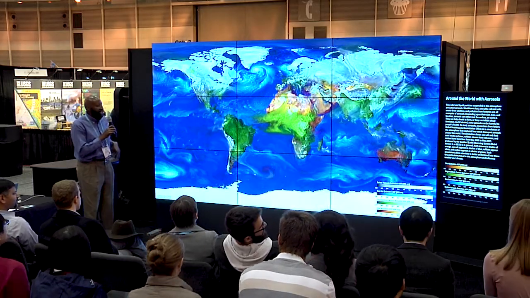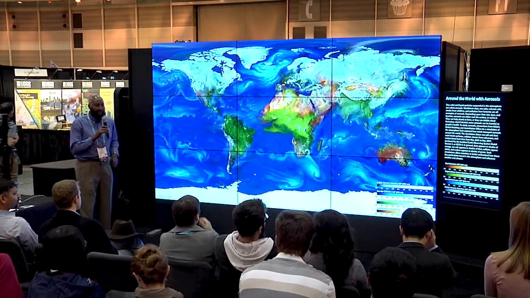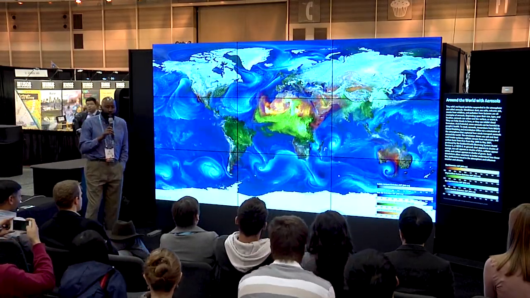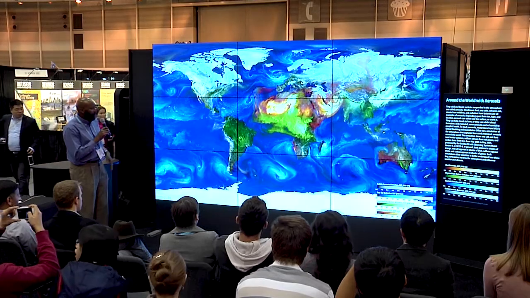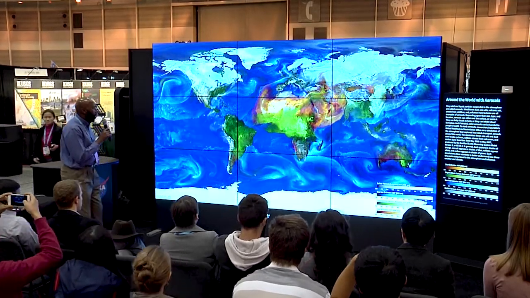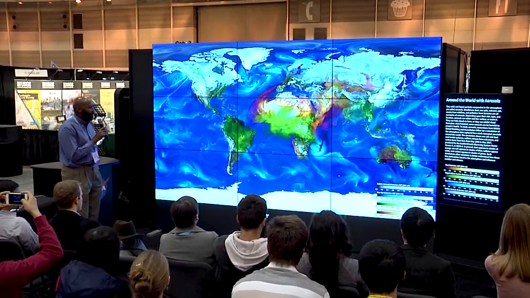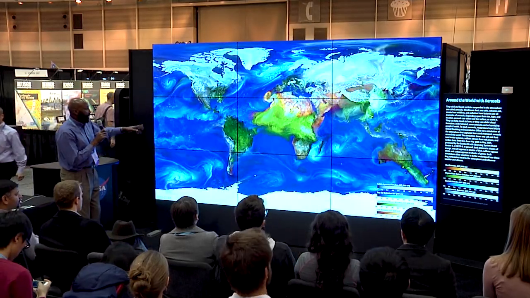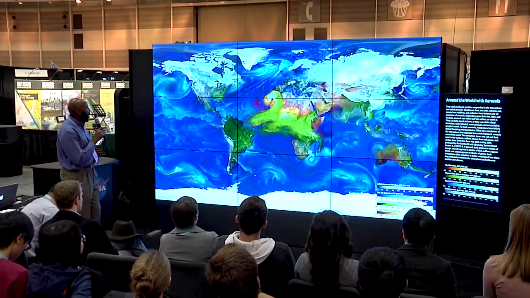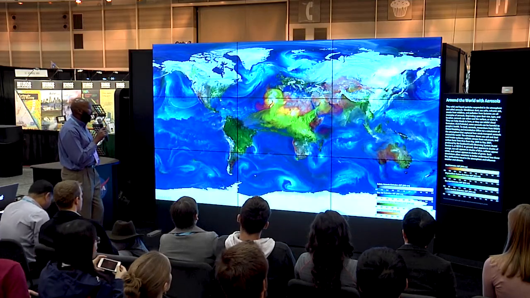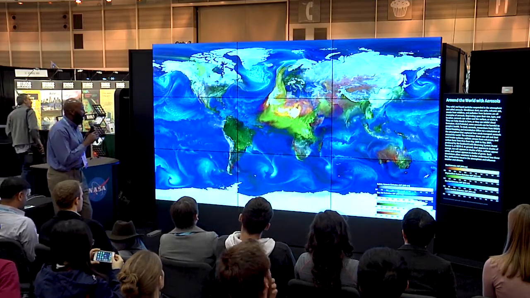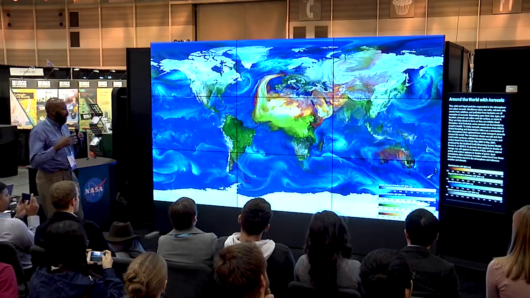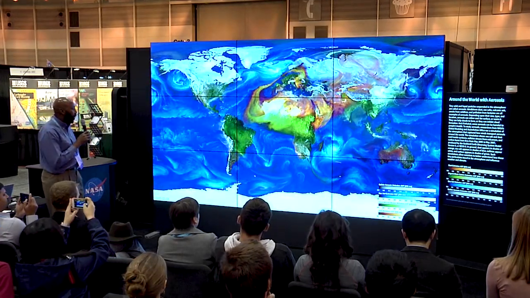Today, I'm going to present some of the modeling and some of the measurements that NASA does from space that can be used for air quality. This image is a simulation from the GMAO that shows the different aerosol types as they are emitted at the surface, transported, and go through chemical transformations.